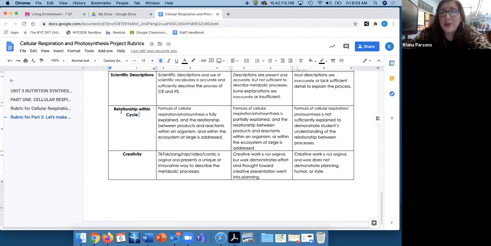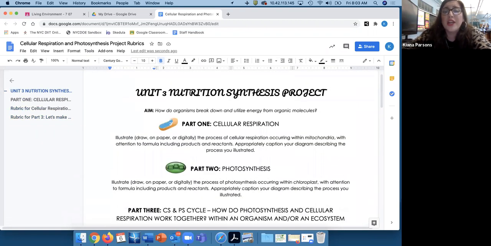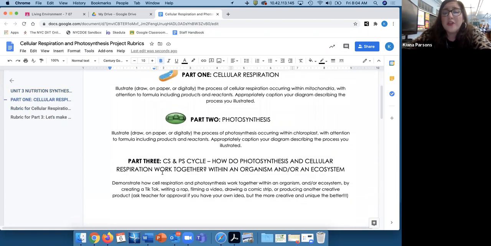All right, ladies and gentlemen, so we just went over part 3 of the 3-part nutrition synthesis project. Part 3 is about the cell respiration and photosynthesis cycle. How do photosynthesis and cellular respiration work together within an organism and or an ecosystem? Your day 6 notes will help you with this. Obviously, your diagrams from part 1 and 2 will help you with this. Also, I encourage you guys to use internet research.